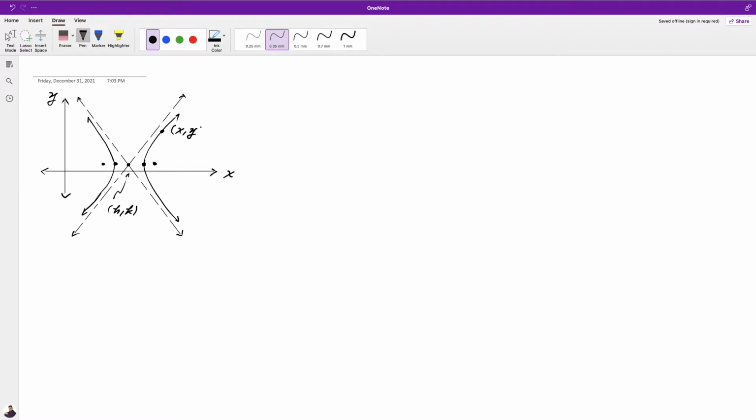So let's be strategic about how we graph. This is going to be the point h plus a comma k. This, therefore, is the point h minus a comma k, same y value, right? This will be the point h plus f comma k. This is going to be the point h minus f comma k.